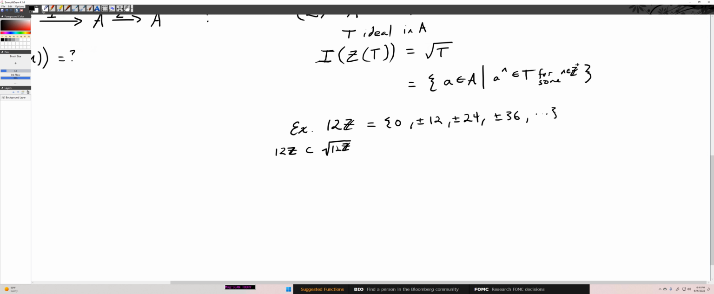And without getting too rigorous, I just kind of glance over. I say 12, well, that's not a power of any integer. 24, that's not a power of any, oh wait, 36. 36 is 6 squared. So I have that 6Z is inside the radical of 12Z. I know that the whole ideal is inside because if one piece of it is inside, I could run through the whole ring and I'd have to get the whole ideal. So with a little more work, you can actually find that 6Z is the radical of 12Z.